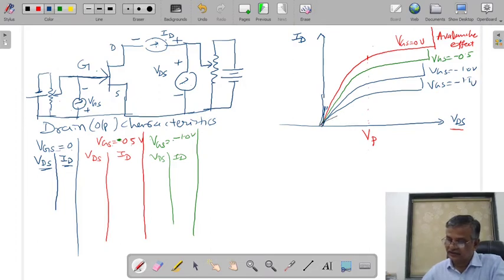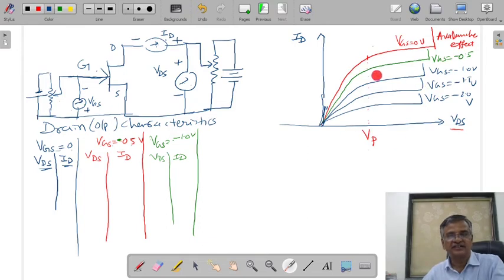So for different values of VGS, if you increase the VDS and note this down, you will get such kind of characteristics. This is called your output characteristics, or you can say drain characteristics.